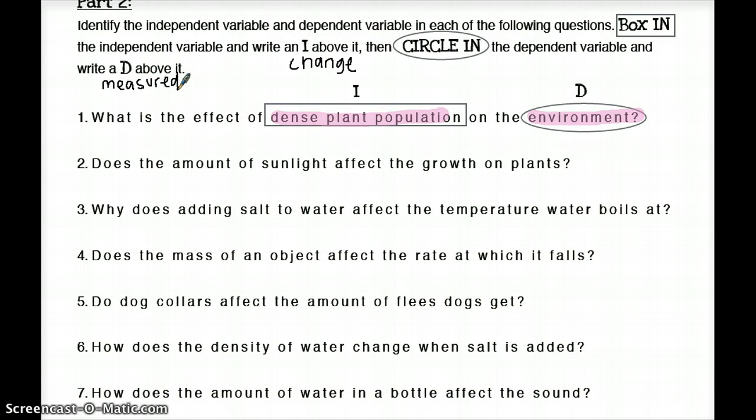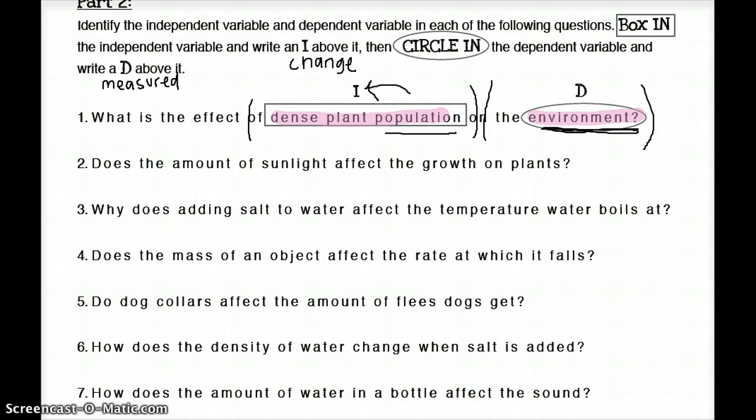So in number one, we are changing the population, so that's independent, and we are measuring how it affects the environment. So you have dense plant population and then the environment for your two parts. So let's look at number two.